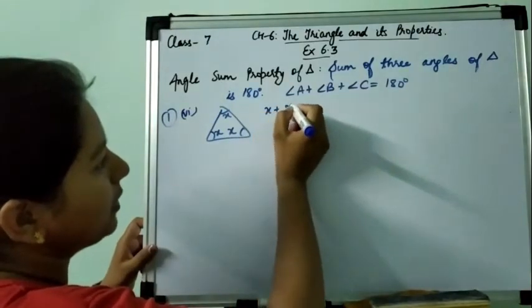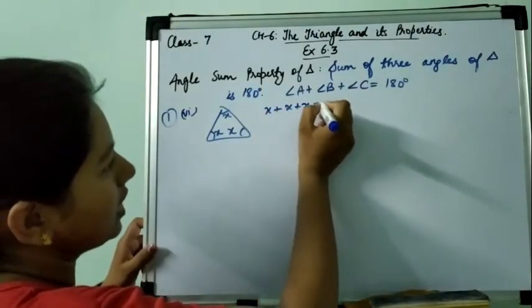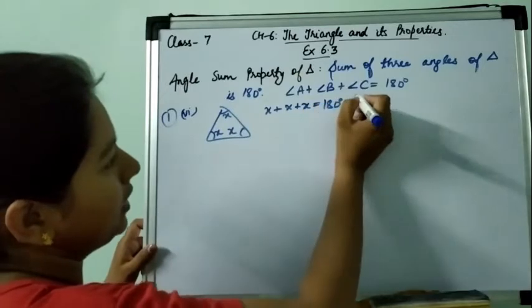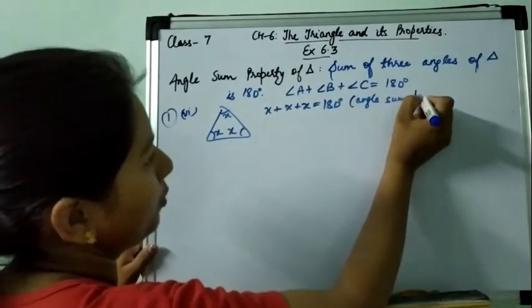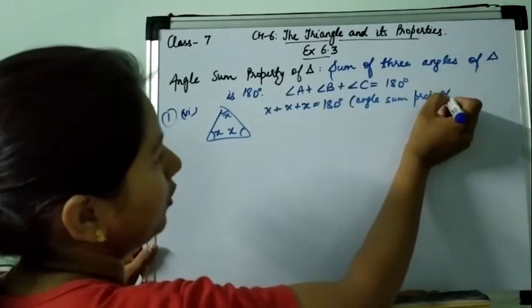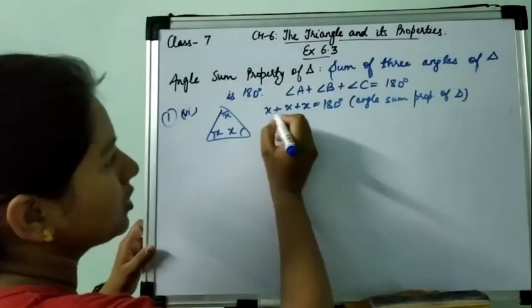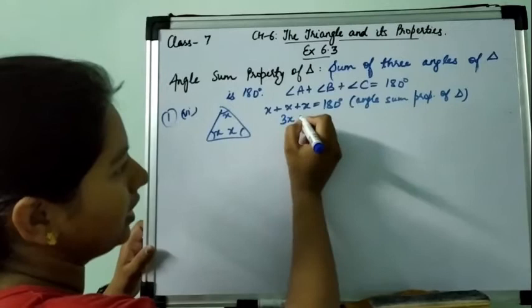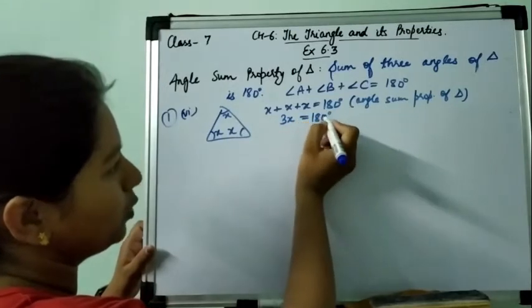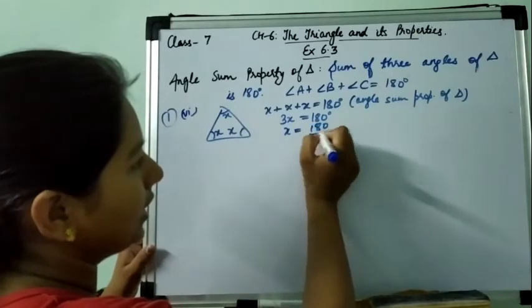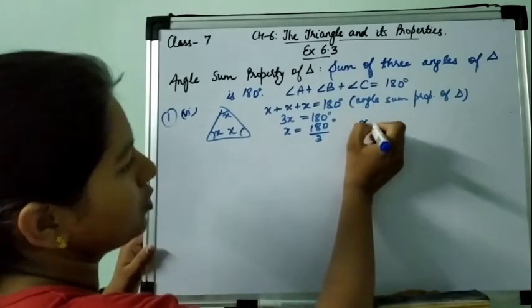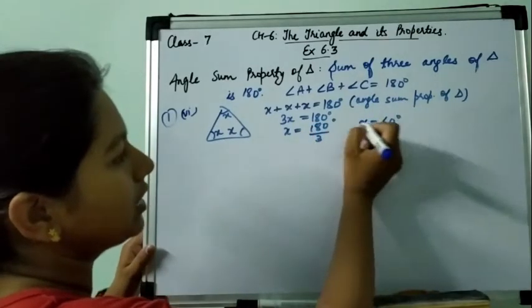The method is same. x plus x plus x is equal to 180 degree. Reason is same. Angle sum property of triangle. Okay. So how many x are there? 3x. 3x is equal to 180 degree. So x is equal to 180 upon 3. So x is equal to 60 degree.